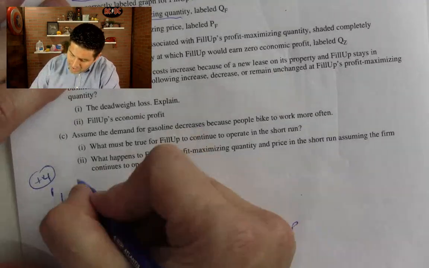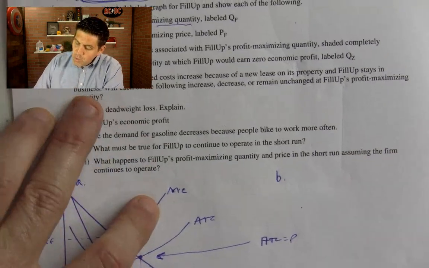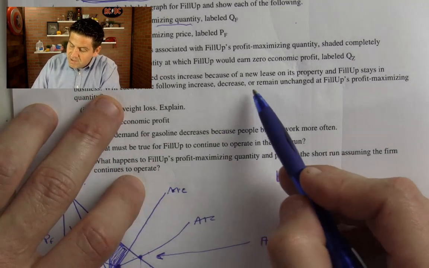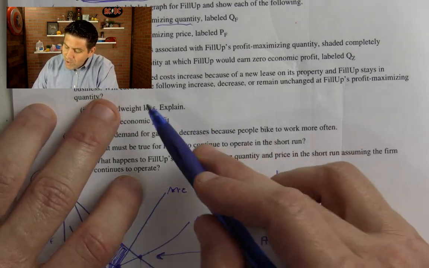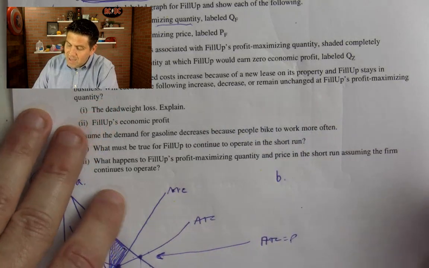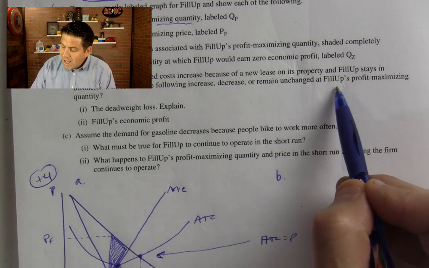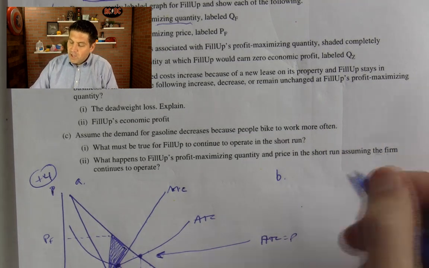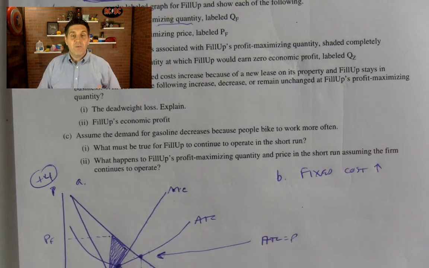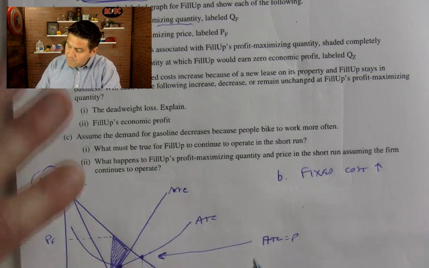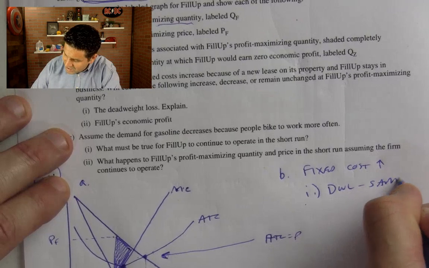Now in B, this is all A. In B, it says, assume Philip's fixed costs increase because of a new lease on the property and Philip stays in business. Will each of the following increase, decrease, or remain the same and remain unchanged at Philip's profit maximizing quantity? So if fixed costs go up, which we totally just covered, then B1, deadweight loss, will stay the same.